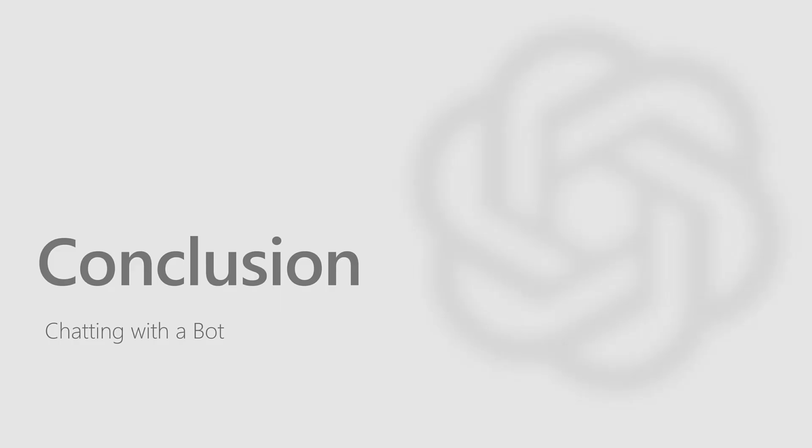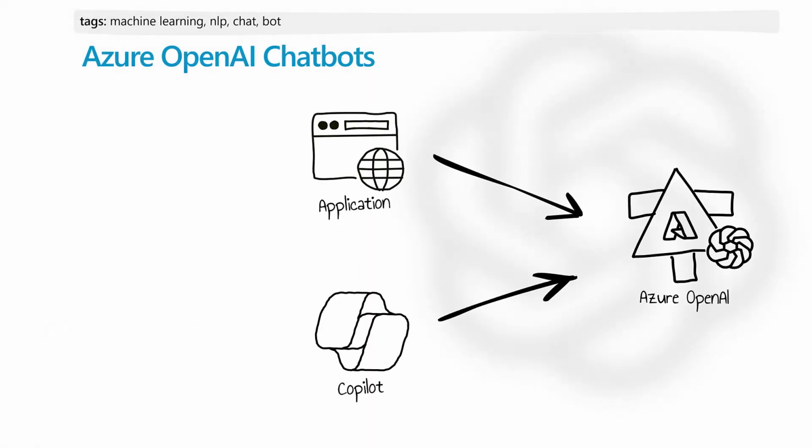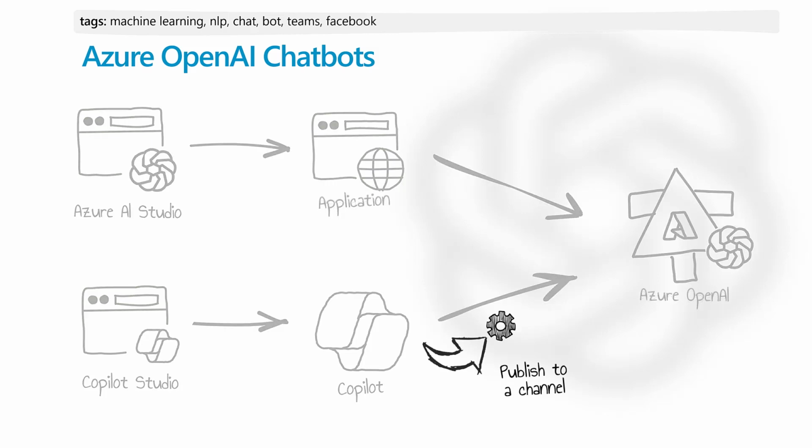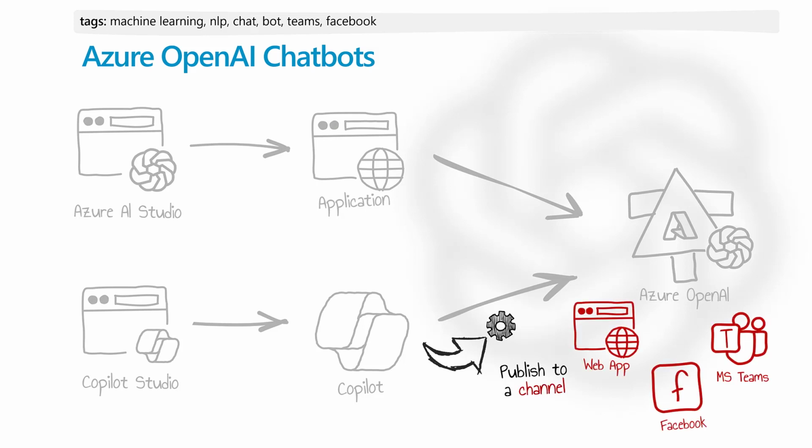To sum up what was mentioned in the session, you can create chatbots by embedding them in a custom application or by developing a copilot. Both of these options call the Azure OpenAI service in the background. If you develop a custom application, you can write code by using the Azure AI Studio, whereas for a copilot, you can use the Copilot Studio, which is a no-code approach. Also, if you use the Copilot Studio, once you have the chatbot or copilot ready, you can publish to a channel to surface the chatbot to end users. Channels include a custom application or Microsoft Teams or even Facebook.